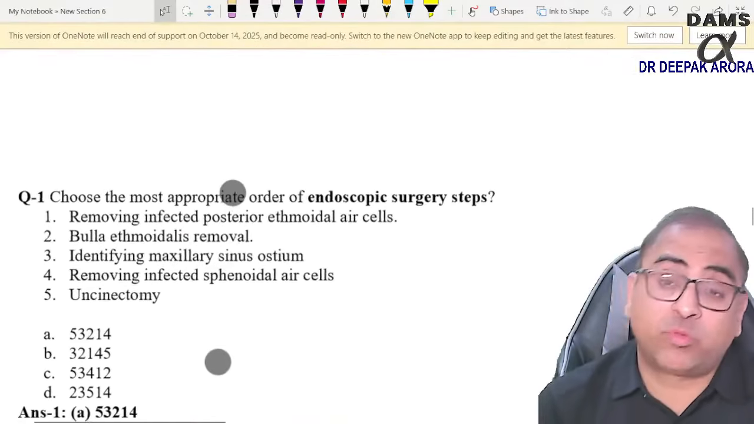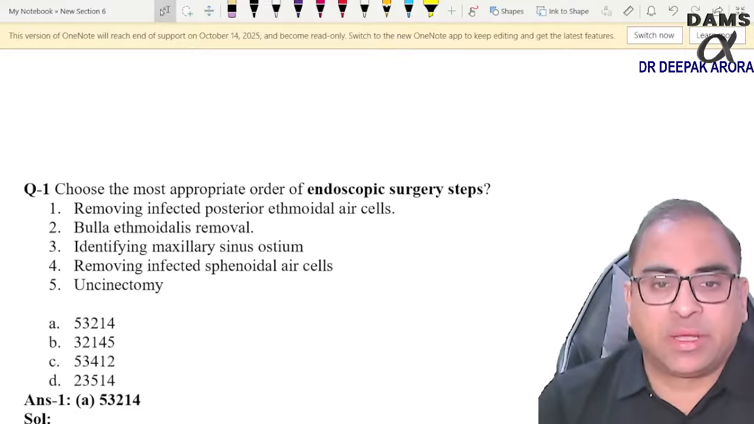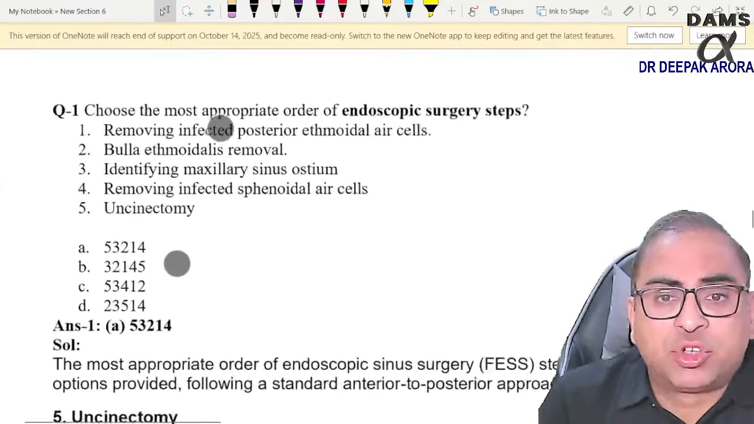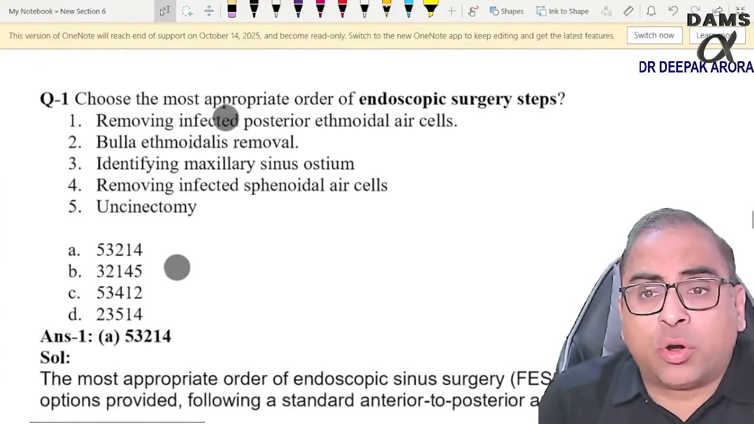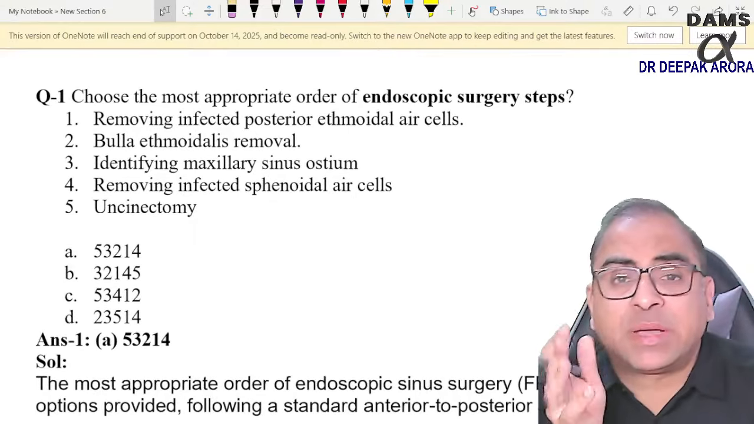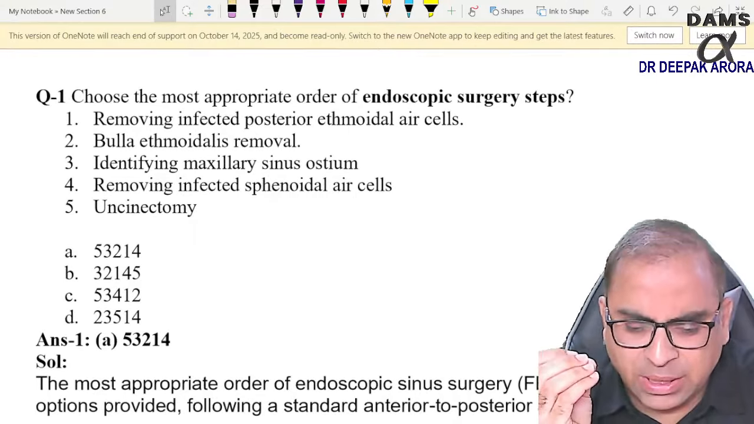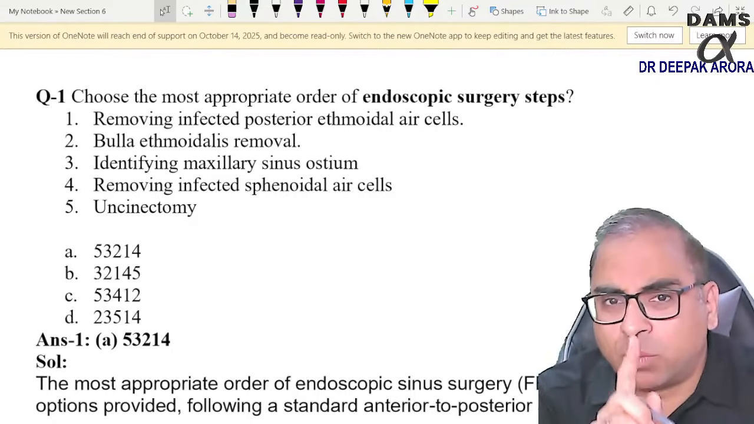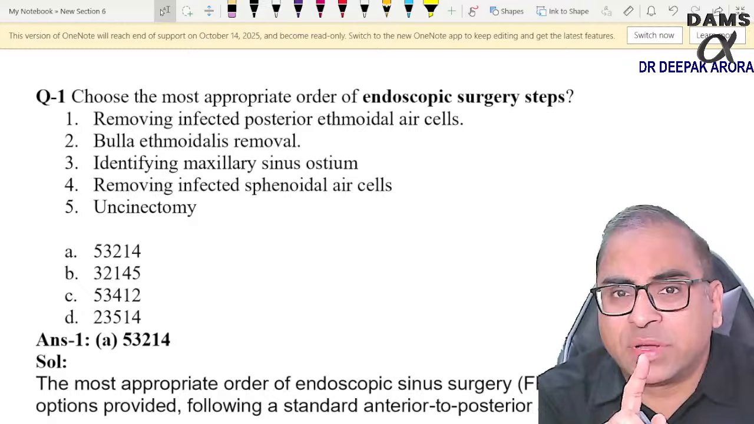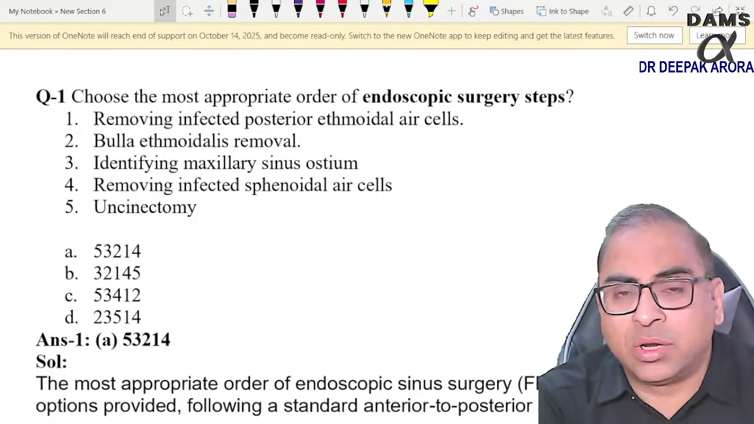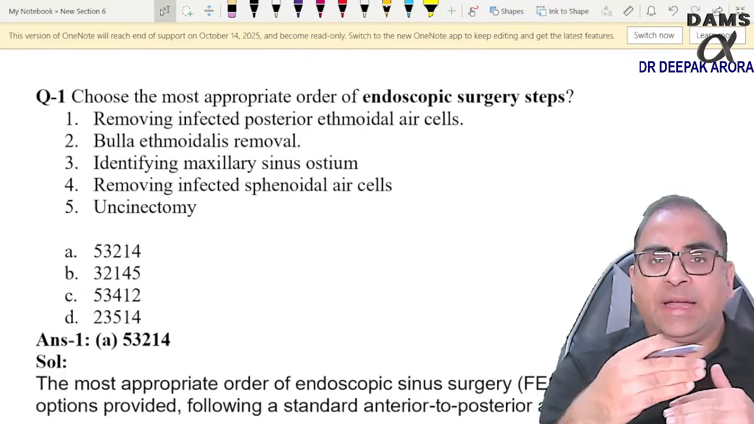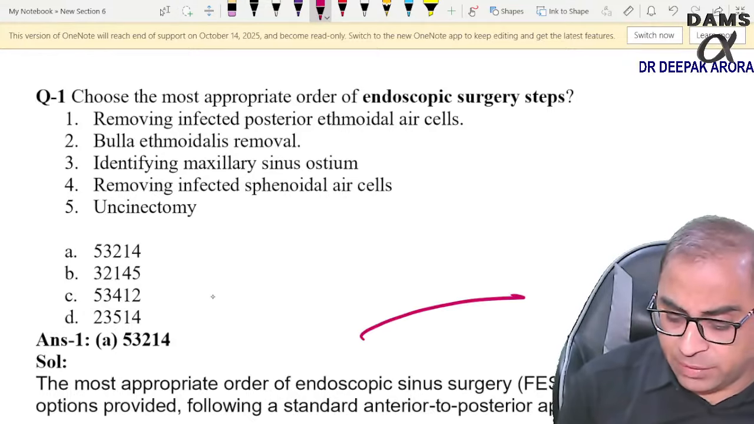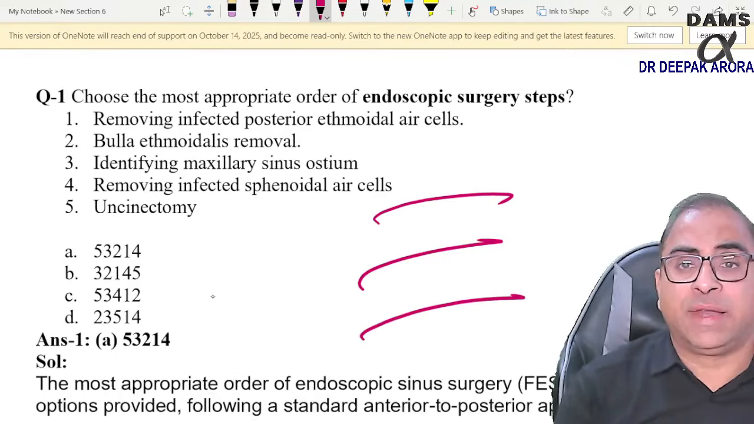One question was a nice MCQ. I appreciate the examiner who made this question. Choose the most appropriate order of the endoscopic surgery steps. Very nicely formatted. I appreciate the examiner from the heart. If you open the workbook, I have given you the concept of the uncinate process. Below the line diagram of the uncinate process, if you remember, we have drawn a line diagram of the lateral wall of the nose.